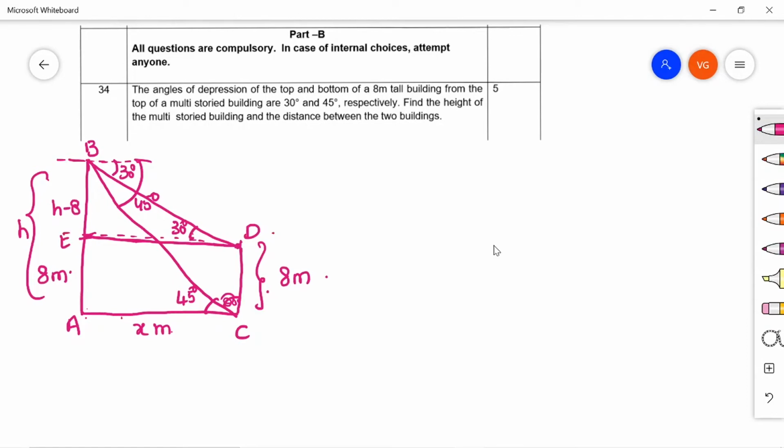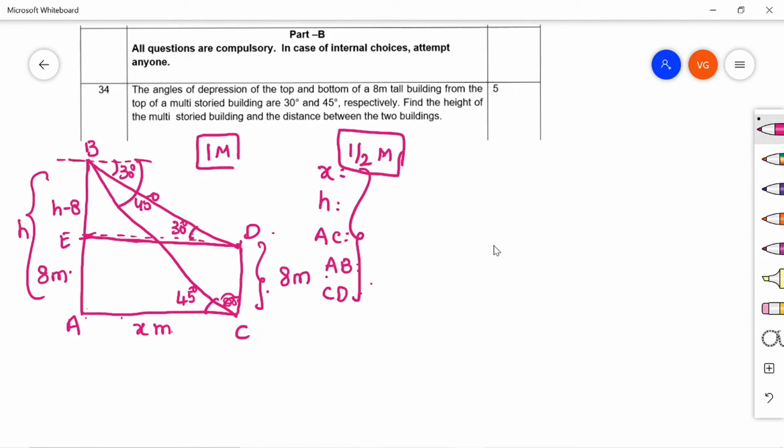Now try to solve. Before starting the solution for this question, try to write down here what is x, what is h you have assumed, what is AC here, what is AB here and CD. So write down the data in your own words. Here itself you will get half mark. And for drawing the picture you will get 1 mark here. Okay. Now let us try to simplify this one.